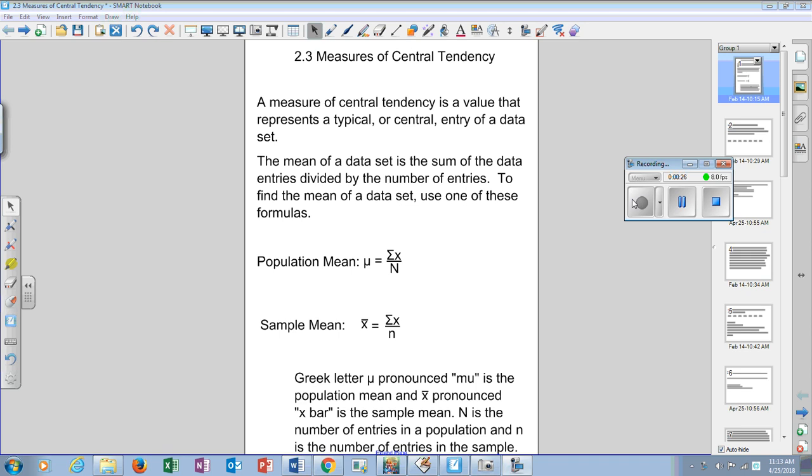You've learned how to find mean since like 5th grade or 6th grade, something like that. So to find the mean of a data set, use one of these formulas. Now they look almost exactly the same. For a population, it's mu. So mu equals the sum of the x's divided by the number in the population. Now lowercase n is the number in a sample, but it's basically the same thing. You're taking the sum of the data and dividing it by the number of entries.